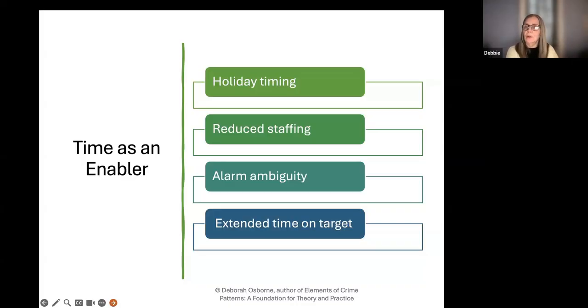But time is an enabler too. People aren't home during the day, although maybe more people work at home because of telecommuting, but residential burglars will use time as an enabler, and robbers will rob fast food restaurants at the end of the day when there's more money. So time can be an enabler or is definitely an element of crime patterns. Next slide.